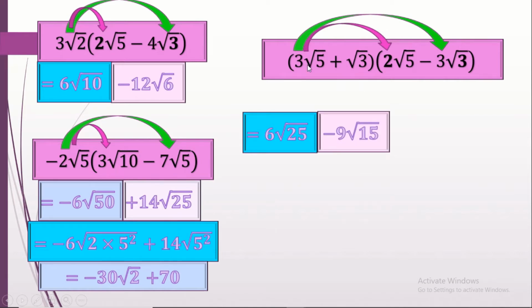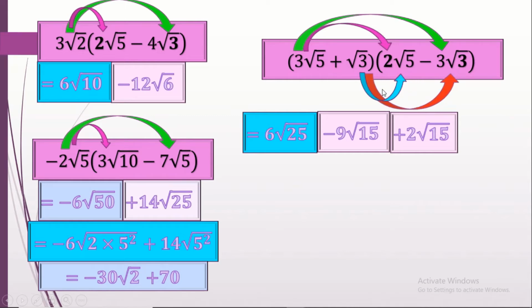Well, we have multiplied 3 radical 5 by all terms in this parenthesis. Now we should multiply radical 3 by all of these terms. Well, plus times a plus is plus. Here it's as if it's 1. 1 times 2 is 2. Radical 3 times radical 5 is radical 15. Well, also we should multiply it by minus 3 radical 3, plus times minus is minus. 1 times 3 is 3. Radical 3 times radical 3 is radical 9, which is 3 squared.